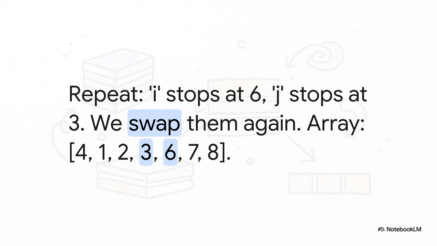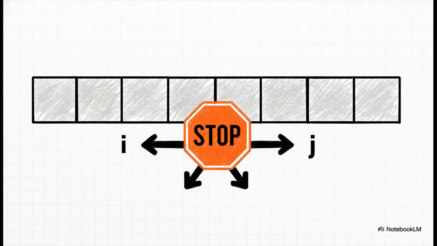From their new spots, I moves right and stops at 6, J moves left and stops at 3. And again, I is still to the left of J, so we do another swap. The 6 and the 3 trade places. So we try to do the dance one more time. I moves to the right, it stops at 6. J moves to the left, and it stops at 3.